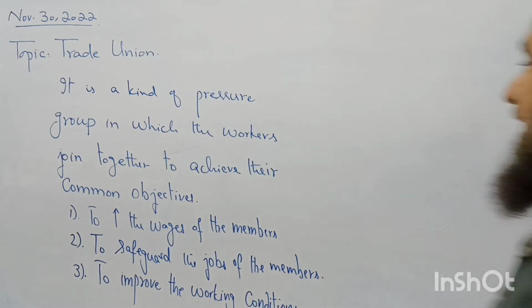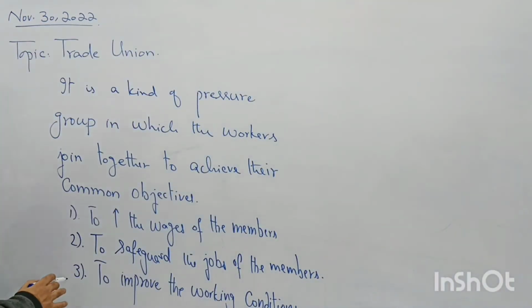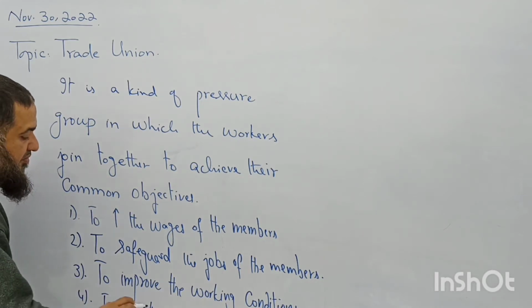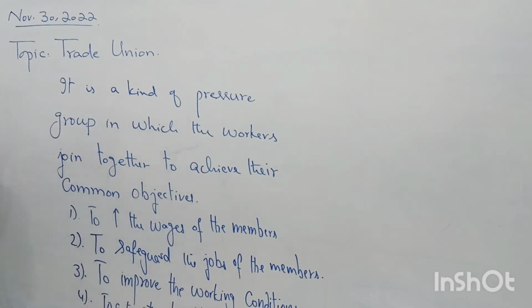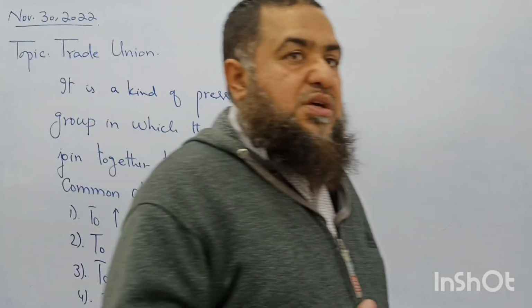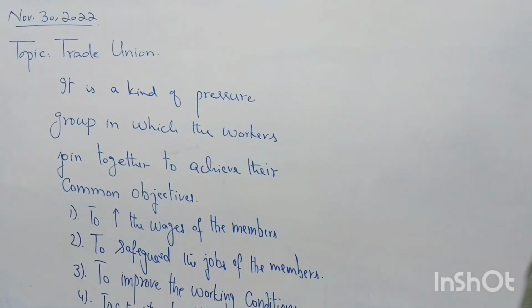Clear? And to get other benefits, what are those other benefits? Like transportation for their workers, pick and drop service of the workers by the firm, and sometimes we have health insurance for the workers or education of their children. Their welfare society should also be established by the government.